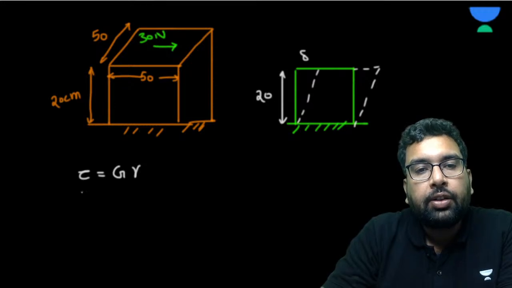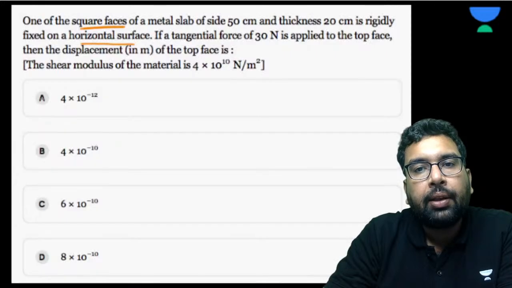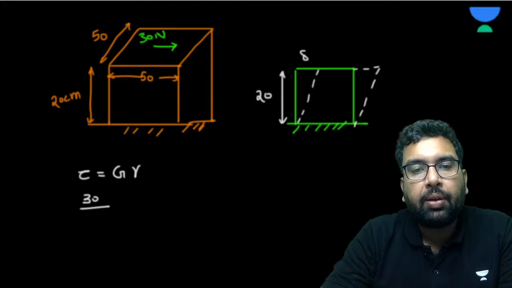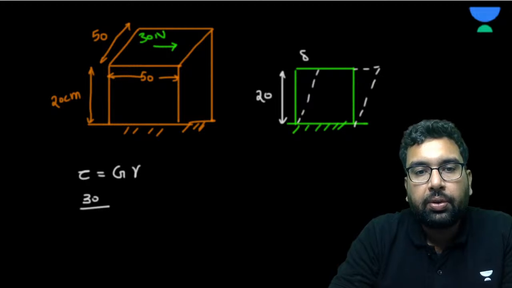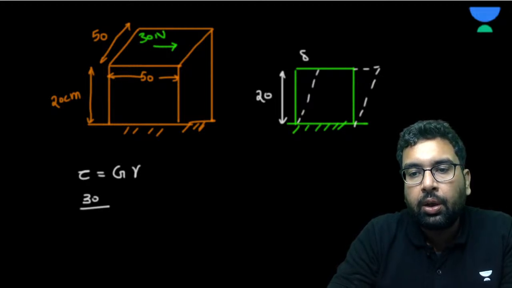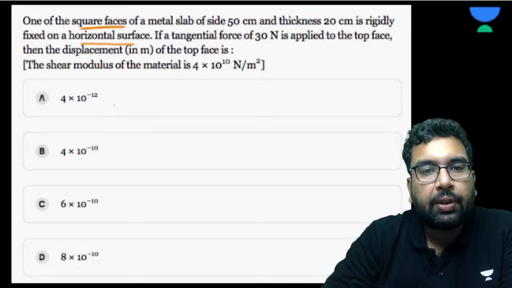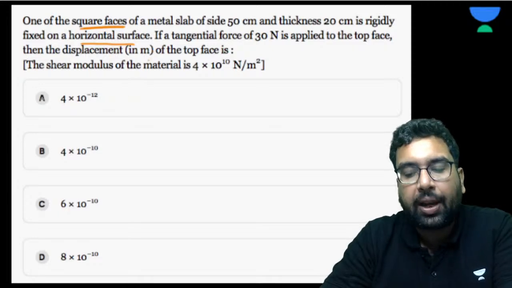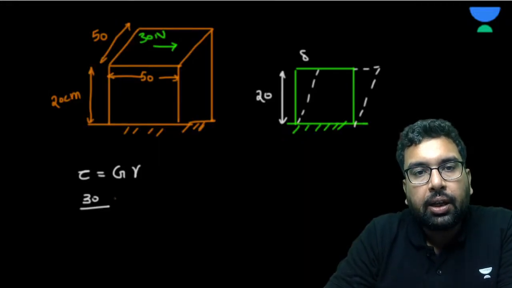Okay. So now the shear stress is what, sir? It is force upon area, that is 30 upon, now see, we have to find the displacement of the top face. Nothing is actually mentioned in this question. They should have mentioned the unit also. Oh, it is written in meter. So we have to find it in meter, right? So now this is 30 upon 50 cross 50.